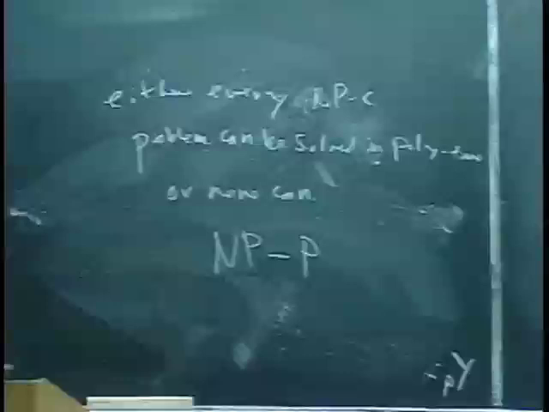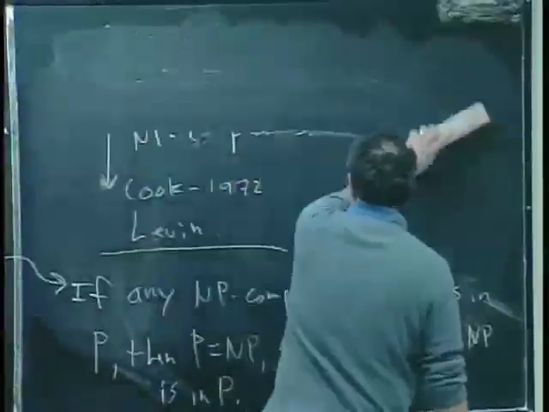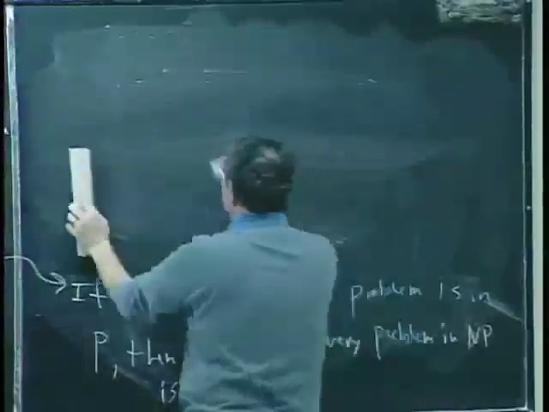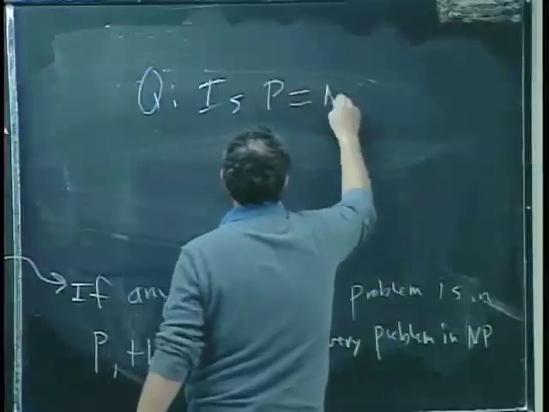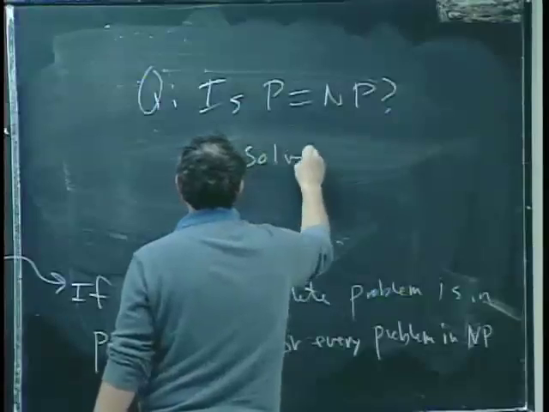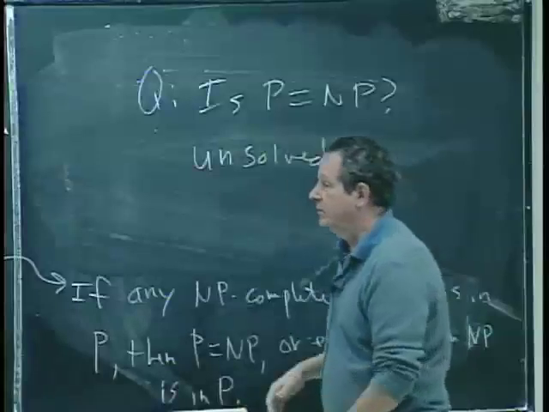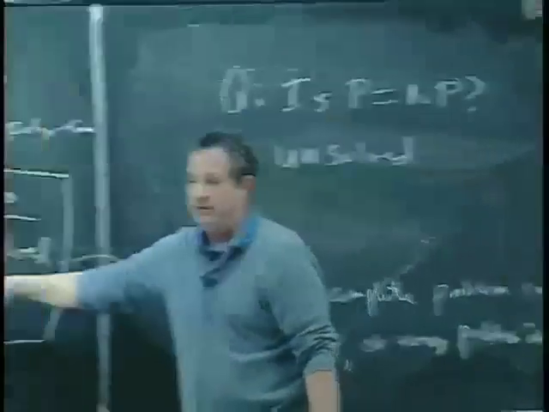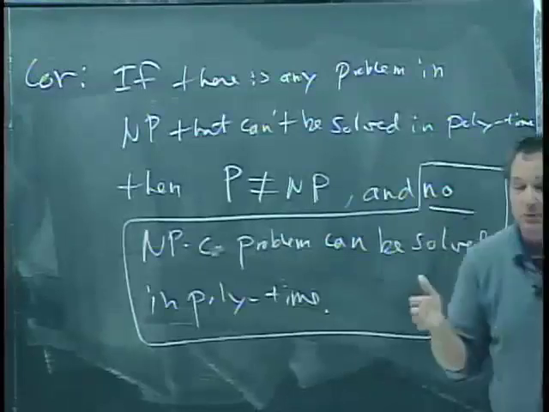So let me just emphasize that this question of is P equal to NP, that's unsolved. So we know some of the implications of whether P is equal to NP and whether P is not equal to NP, but we don't know whether P is equal to NP or not.